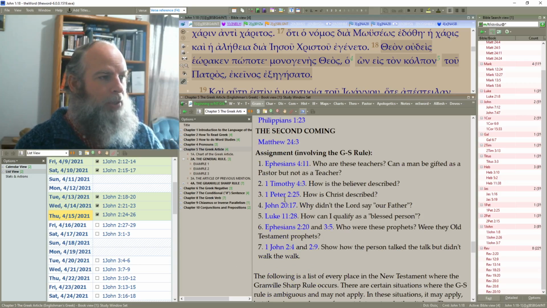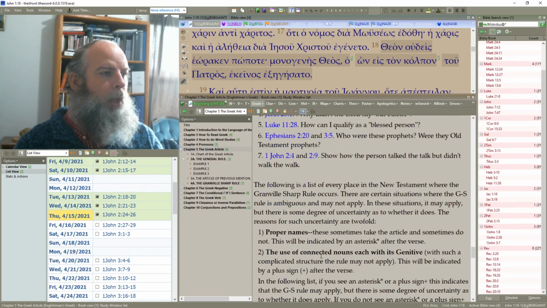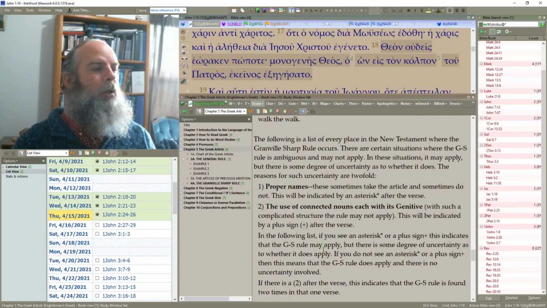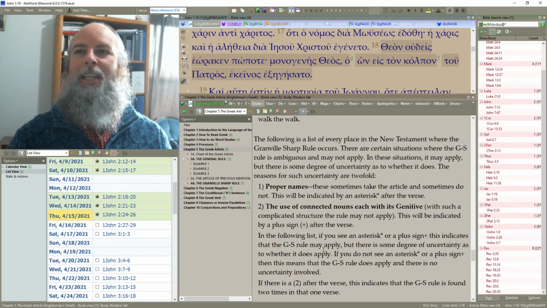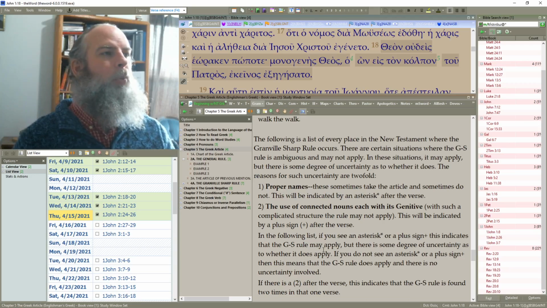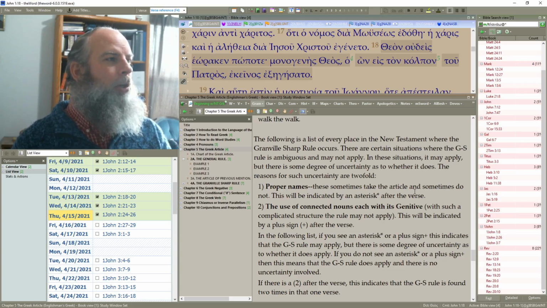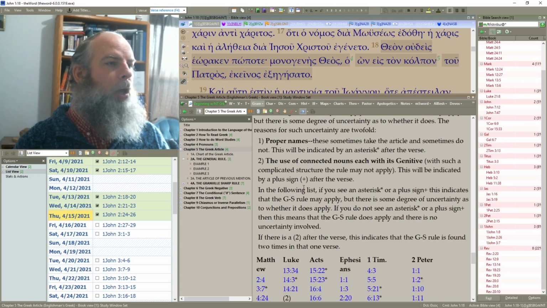And here are some assignments you could get into as you go through here. The following is a list of every place in the New Testament where the Granville Sharp Rule occurs. There are certain situations where the Granville Sharp Rule is ambiguous and may not apply. In these situations, it may apply, but there's some degree of uncertainty as to whether it does. The reasons for such uncertainty are twofold. 1. Proper names. These sometimes take the article and sometimes do not. This will be indicated by an asterisk after the verse.